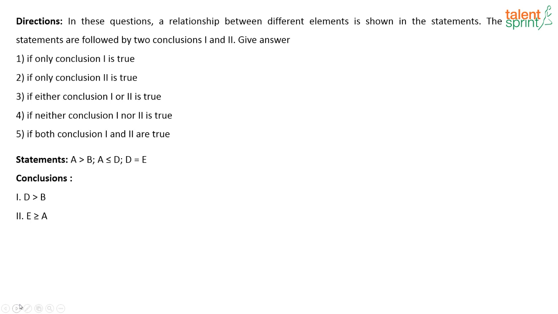So now let's move on to the next question. This is on coded inequalities. What is given here? In these questions, a relationship between different elements is shown in the statements. The statements are followed by two conclusions, 1 and 2. Give your answer as to which conclusion is true. Coded inequality questions are always easy, mark scoring and generally less time taking. So try and give me the answer for this.